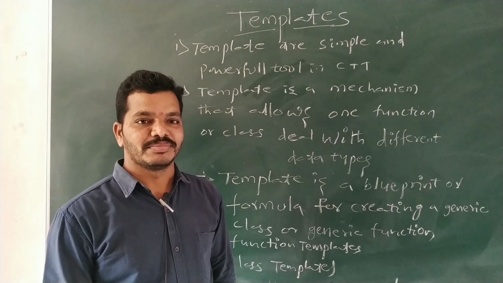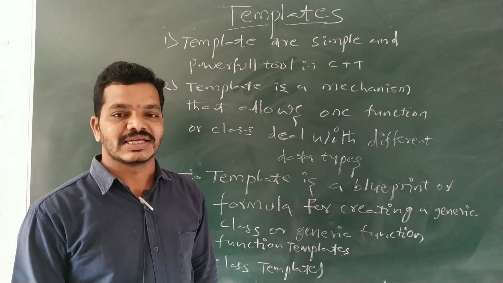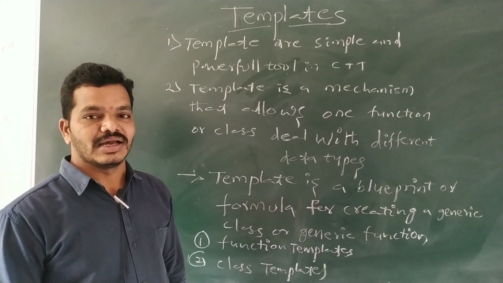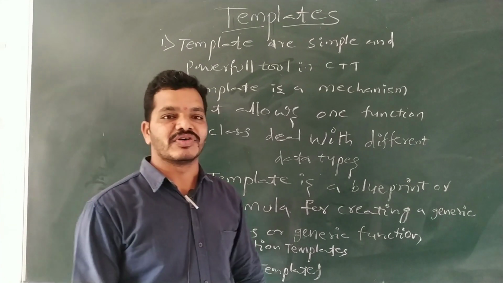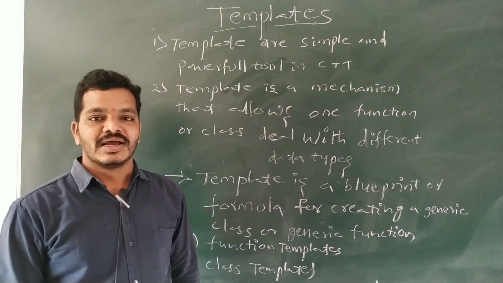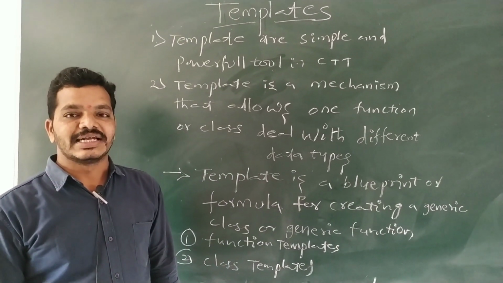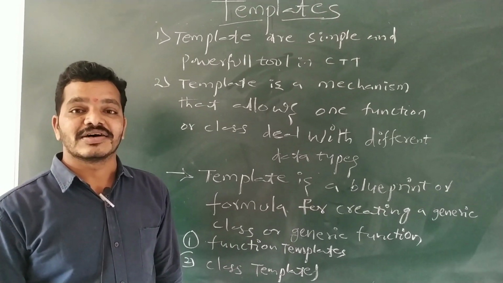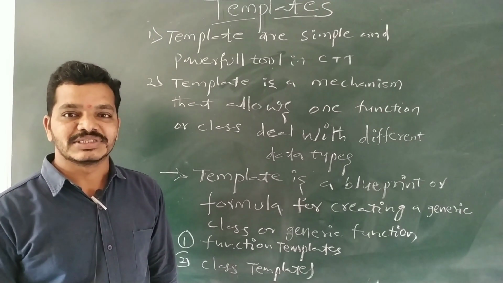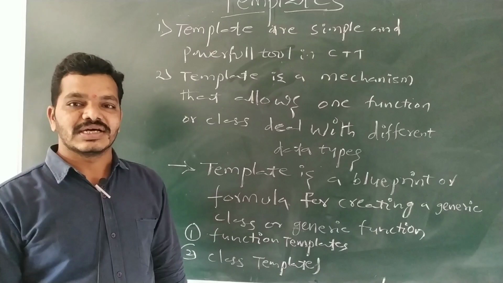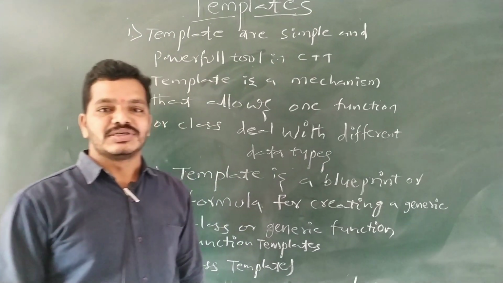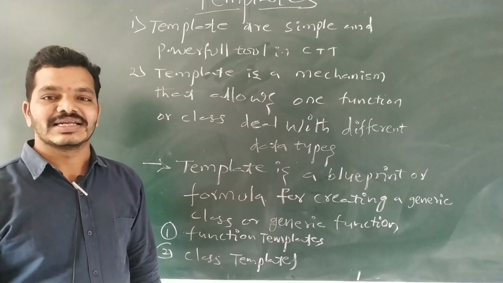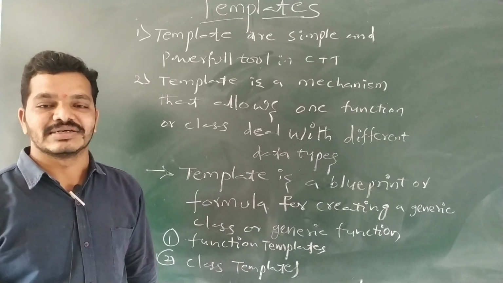In the previous class we discussed templates. Once again, I'll repeat that concept for 2 minutes. A template is a very simple and powerful tool in C++ programming. A template is a mechanism to create a function or class that deals with different data types. What is that? A class or function dealing with different data types. It is very important. A template is a blueprint or formula to create a generic class or generic functions. What is generic? Generic means it deals with different data items.